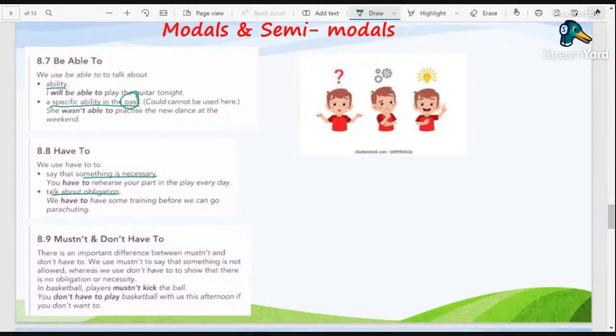Maksudnya, if you want to be excellent in that particular thing, you have to practice. If you want to, benda yang wajib lah. If you want to do well, you have to keep repeating the same thing again and again.